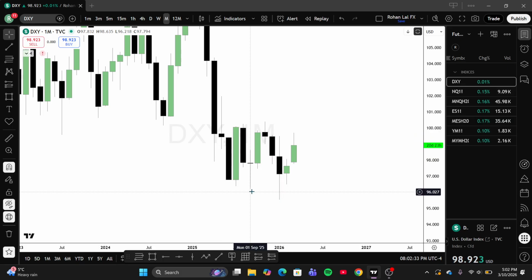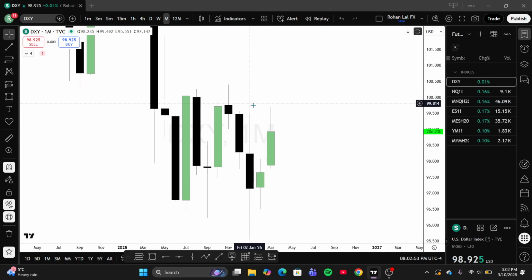We've come down, we've swept out this sell side liquidity. The previous month in February, we had a smaller range inside bar. So after an inside bar, we can expect another bullish expansion or a larger range candle, right? We had a volatility contraction candle, and now we are seeing a volatility expansion candle.